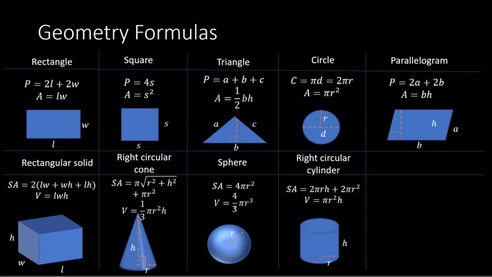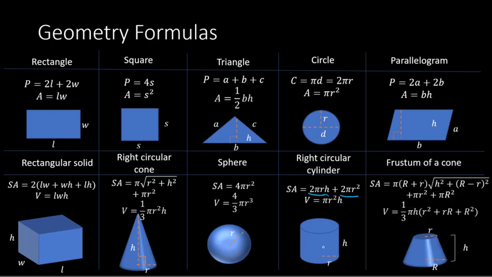And then we have a cylinder. For surface area, we need the area of the 2 bases and then the area of the outside. So the area of the 2 bases, we have pi r squared and then times 2 for 2 bases. And then for the outside area, we need the perimeter of the base times the height. The perimeter of the base would be circumference, which is 2 pi r, times the height, which is h. And then volume is found by doing the area of the base, which is pi r squared, multiplied by the height of the cylinder.